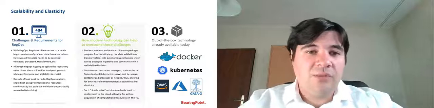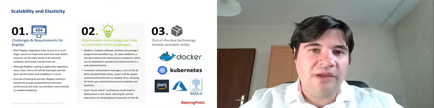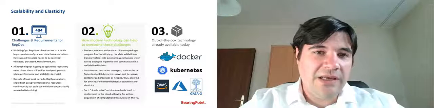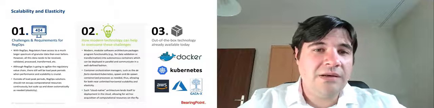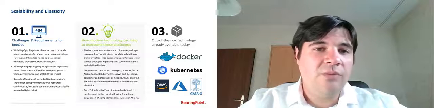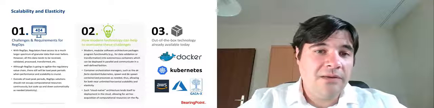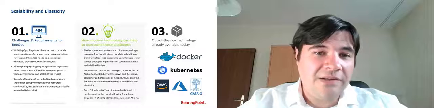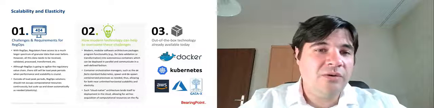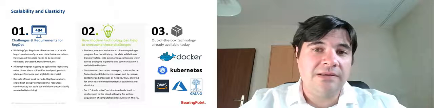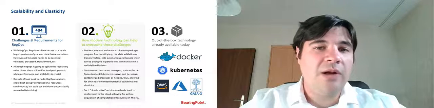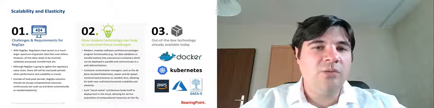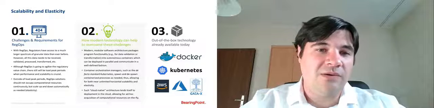Modern modular software architecture packages program functionality, for example, validation of input or transformation of granular data, into autonomous containers, for example, using the de facto standard Docker. These autonomous containers can be deployed in parallel and communicate in a well-defined fashion. Then, container orchestration managers, such as again a de facto standard called Kubernetes, spawn and despawn these containerized processes as needed, and in this way allow for nearly unlimited horizontal scalability and elasticity. For example, if you want to do 100 transformations at the same time, Kubernetes would just spawn 100 containers for transformation. These would work in parallel and then would shut down automatically afterwards.